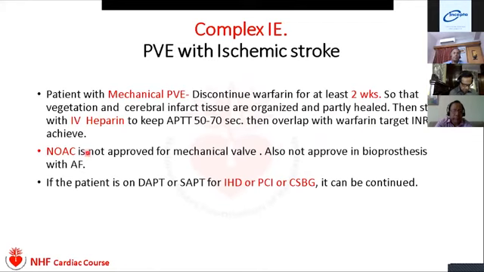Anyway, NOAC is not approved for mechanical valve, and also not approved for bioprosthesis with atrial fibrillation. And if the patient is on dual antiplatelet therapy for PCI or CABG, that can be continued safely.